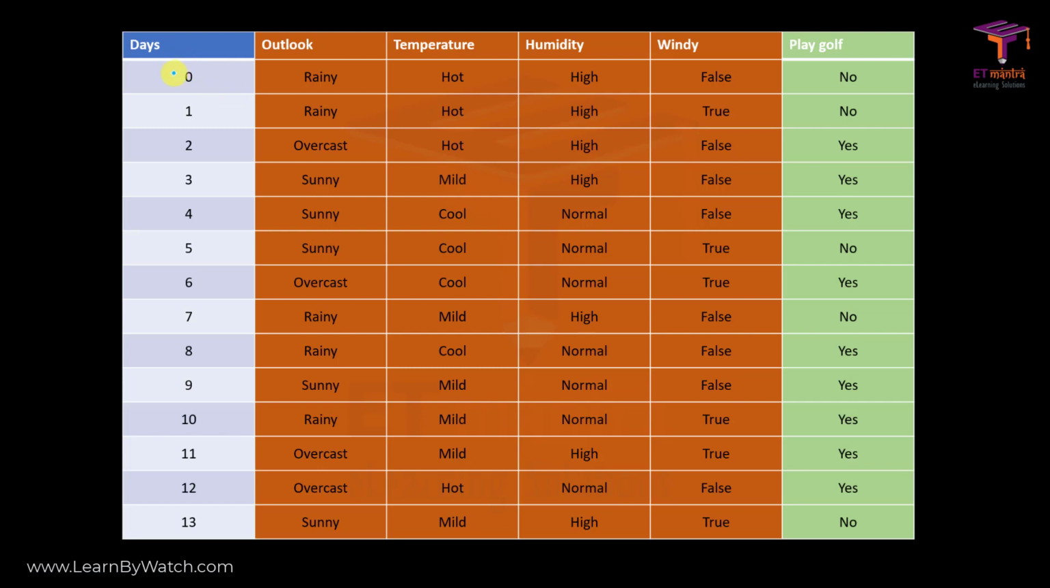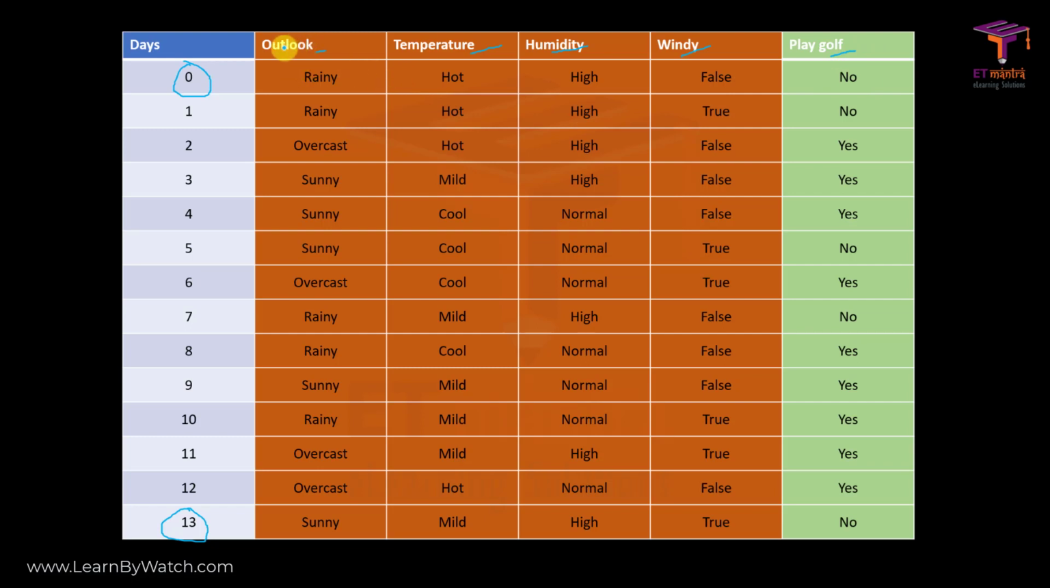We have recordings of 14 days, starting from 0 to 13. So we have a total of 14 days. And on each day we measure the outlook, the temperature, the humidity, and whether it is windy or not. And after that we also note whether the golf match had occurred or not.